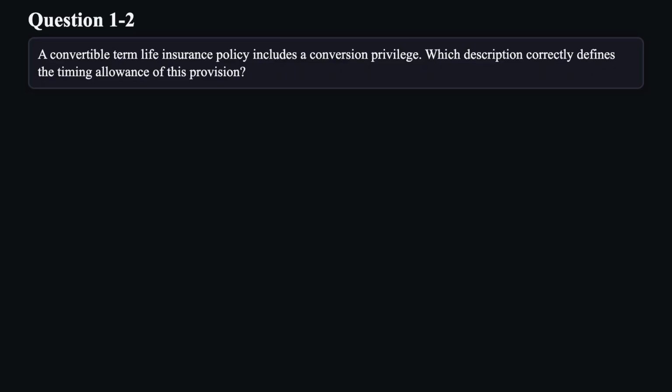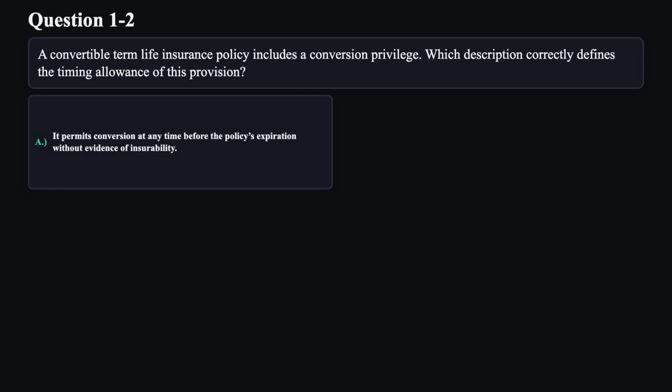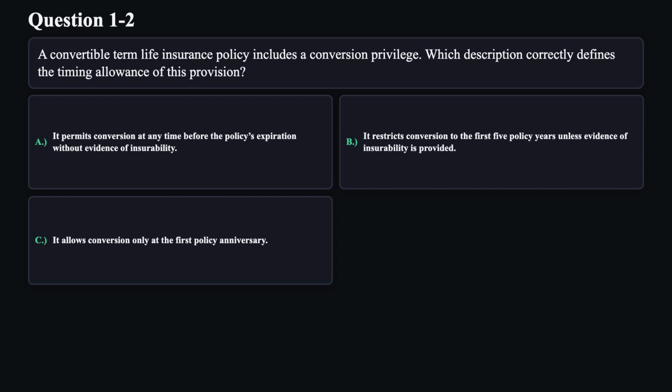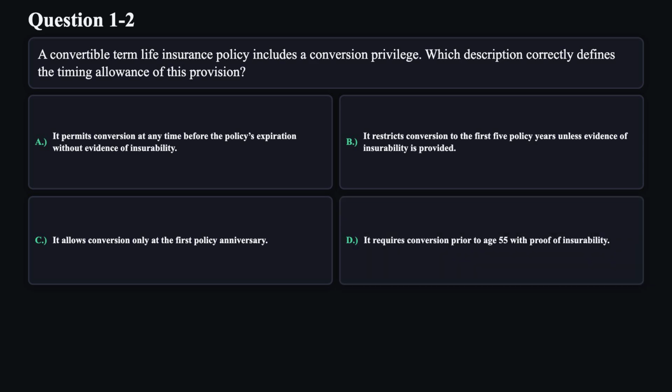Question 2. A convertible term life insurance policy includes a conversion privilege. Which description correctly defines the timing allowance of this provision? A. It permits conversion at any time before the policy's expiration without evidence of insurability. B. It restricts conversion to the first 5 policy years unless evidence of insurability is provided. C. It allows conversion only at the first policy anniversary. D. It requires conversion prior to age 55 with proof of insurability.